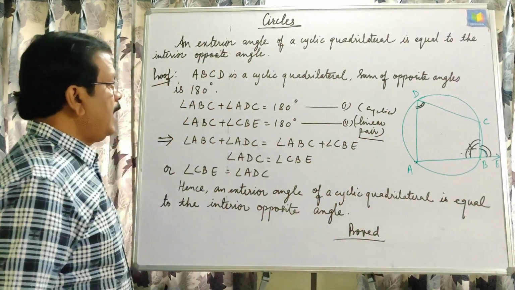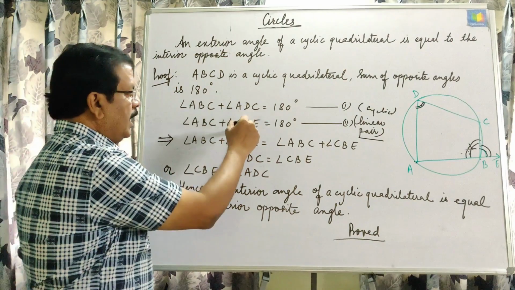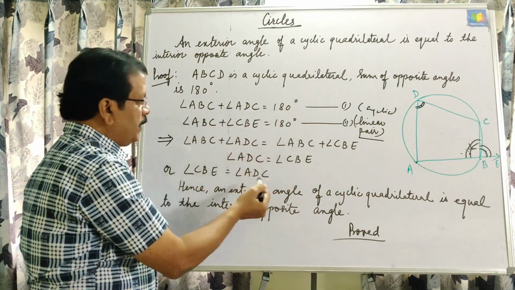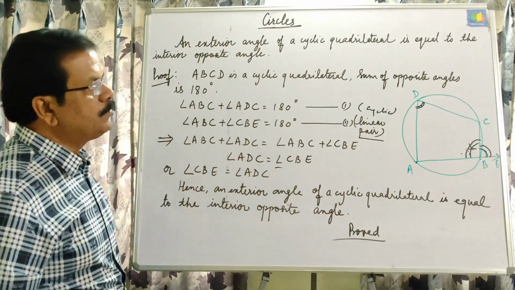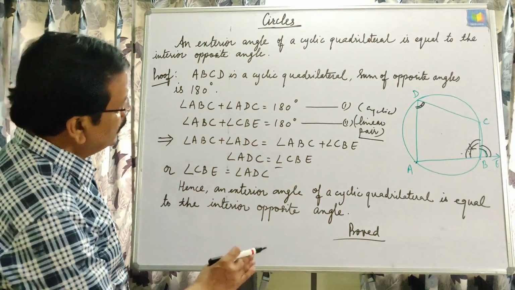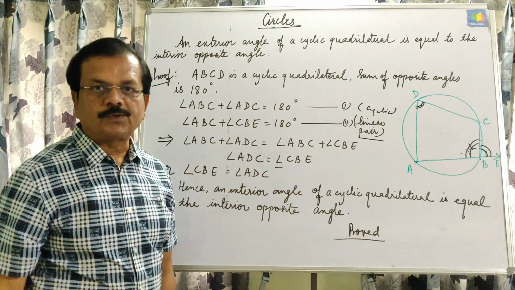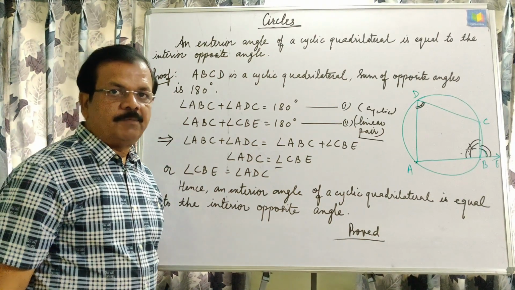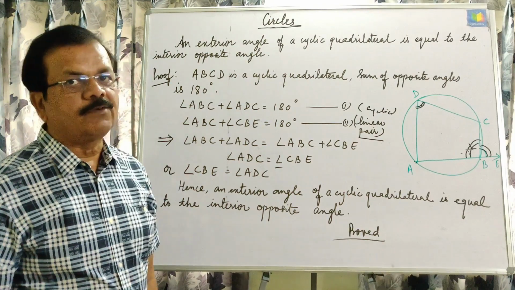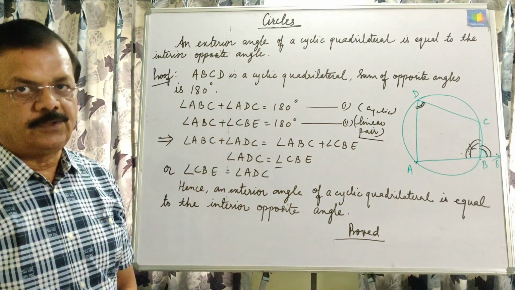And then with the help of these two, this is equated and these two angles are equal, and this is what we have to prove. The converse of this theorem is also true, and that will be the last theorem of cyclic quadrilaterals. Now I am going to prove that theorem.